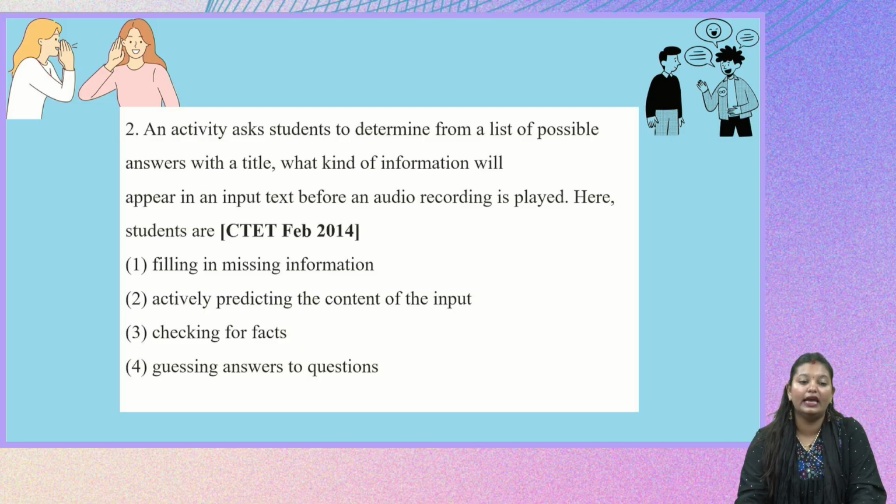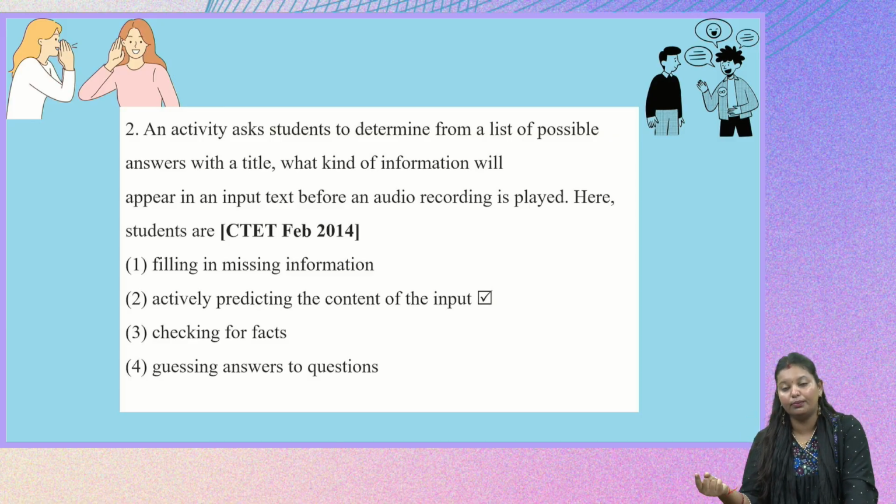The options here are filling in missing information, actively predicting the content of the input, checking for facts, guessing answers to the question. So here the child will actively predict the content of the input, because the audio is yet to be played and the child is predicting based on the information that they already have. Now let us look at the next question.